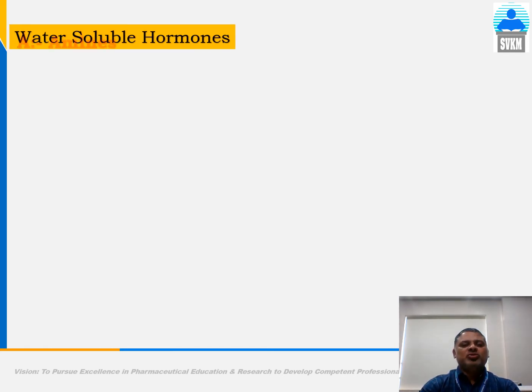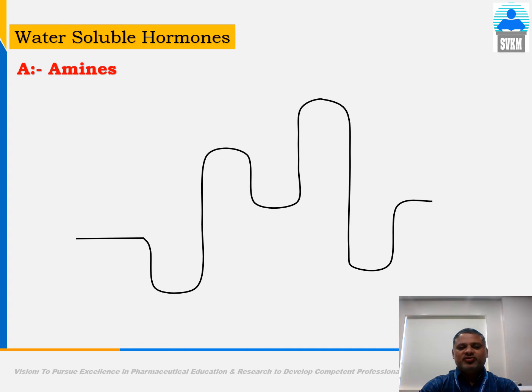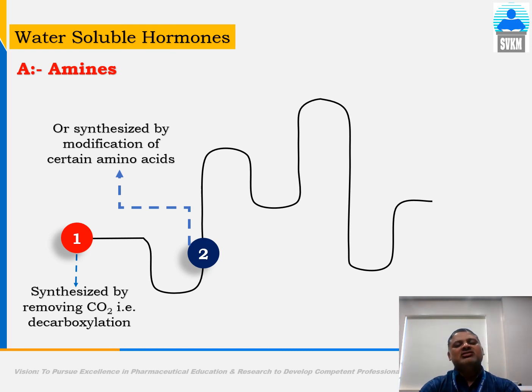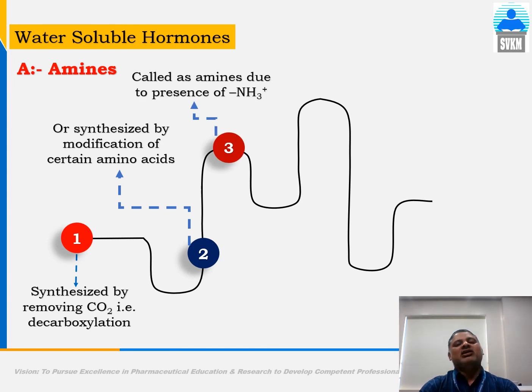Now the water soluble hormones. Examples of the water soluble hormones, or again the classification of the water soluble hormones. One is the amines. First, they are synthesized by removing carbon dioxide, that is, after decarboxylation, or synthesized by some chemical modification of certain amino acids. These are also called amines because they contain the -NH3, that is, the amino group.